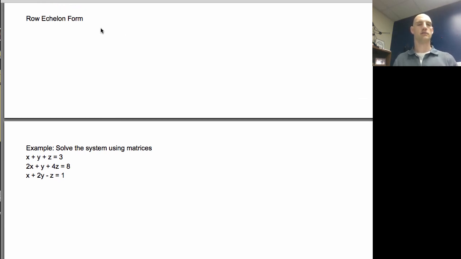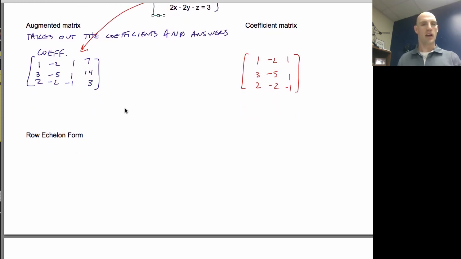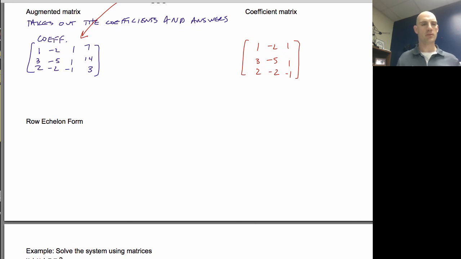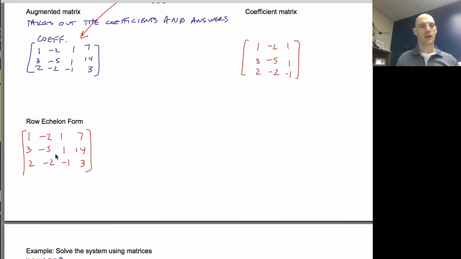But row echelon form looks kind of like this. We're going to take this previous equation and work with it a little bit. So I'm going to take this matrix, 1, -2, 1, 7, and 3, -5, 1, 14, and 2, -2, -1, 3. And we're going to start to do a little bit of solving here. We're going to do the same process as triangular form, same process as Gaussian elimination on this matrix. So here we go. Same notation here. I'm going to try to eliminate these numbers, because it's going to be ones and zeros, because all those coefficients become 0.